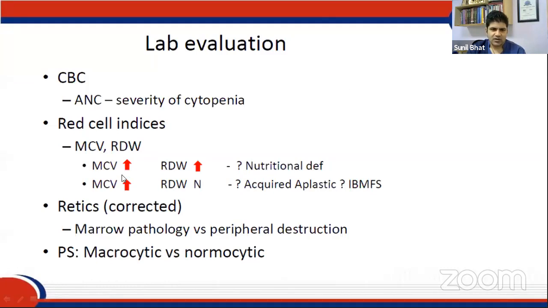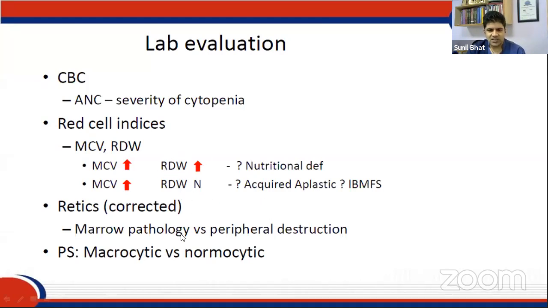For example, if you've got a high MCV and high RDW, it can be a nutritional deficiency like vitamin B12 and folate deficiency. If you've got a high MCV but the RDW is normal, it is more likely to be acquired aplastic anemia or a bone marrow failure syndrome. So red cell index is very, very important.